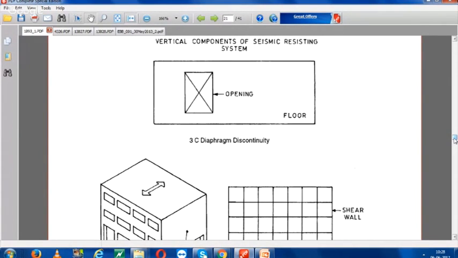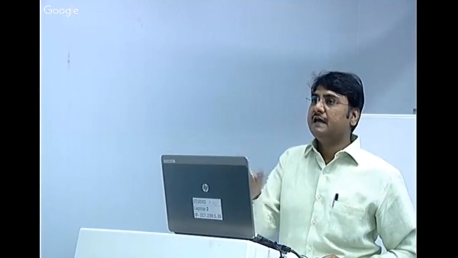Continuity means if you are having a simple rectangular building, and you calculate the moment of inertia, it lies in your rectangular and square building. But if you are having a discontinuous diaphragm, your moment of inertia and moment of resistivity will differ, and the building will behave in a different manner in case of earthquake, and it will fail.